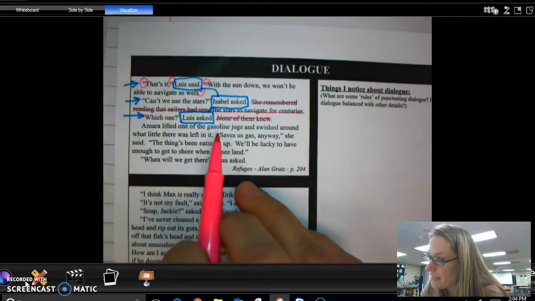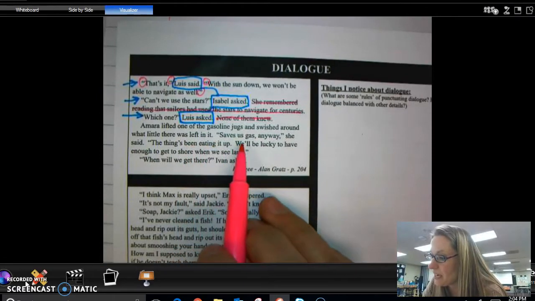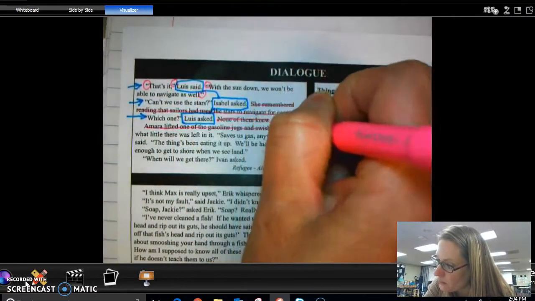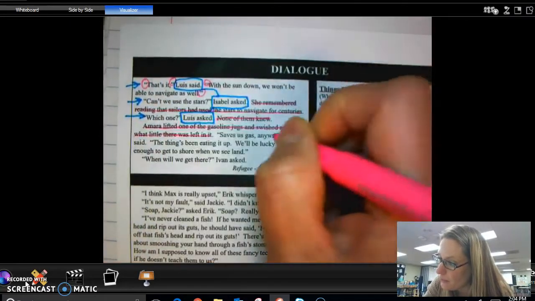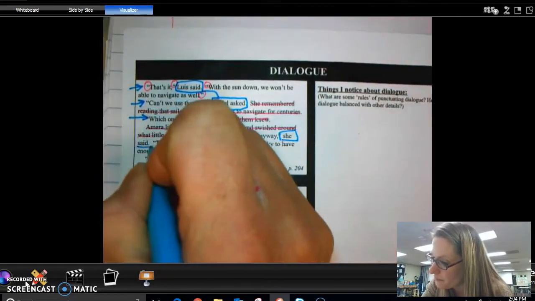Amara lifted one of the gasoline jugs and swished around what little there was left in it. "Saves us on gas," she said. So again, this is not being spoken, so I'm going to cross it off. But this is, and now it's her talking again, she said.